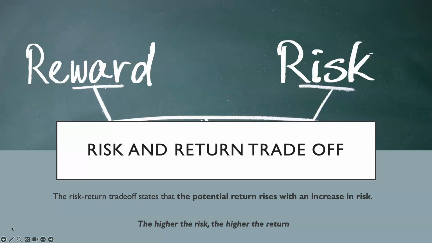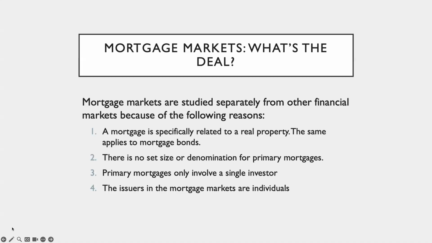So to end part 1, let's understand, why do we have to study mortgage markets separately? So what's the deal? First, mortgage markets are studied separately from other financial markets because of the following reasons. Number 1, a mortgage is specifically related to a real property. And the same applies to mortgage bonds.